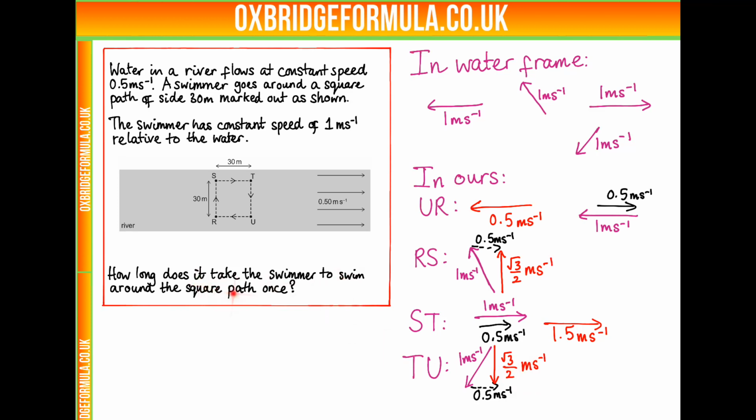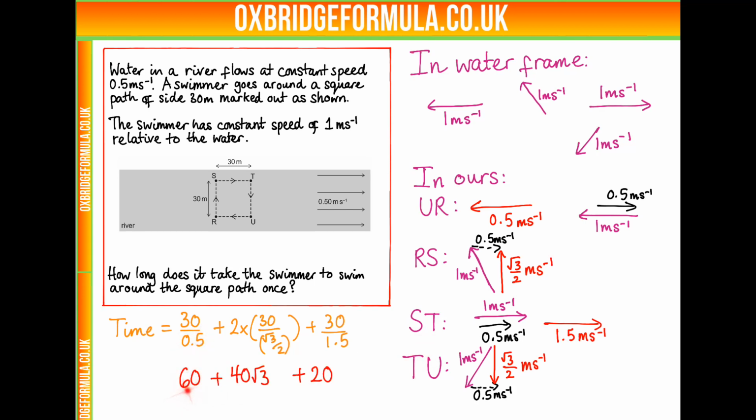So we want to get the time taken for him to swim around the square path once. So we just need the distance over the velocity in each example. So we have 30 over 0.5 plus 2 times 30 over the speed in RS and TU, and then 30 over 1.5 where he was travelling fastest. So doing these calculations, we get 60 from 30 over 0.5, then 40 root 3. So this was 4 times 30, but then one of the root 3's comes out. So we got 40 root 3, and then we get to 20 here.